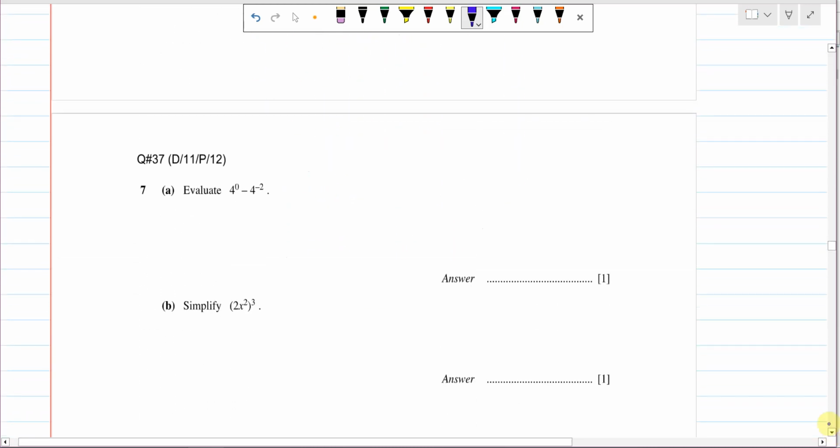4 to the power 0 is 1 and minus, you can't solve the negative power, so first we need to flip it, so that will be 4 power 2. It is 1 minus 1 upon 16. You can take LCM here, that is 16. It will be 16 minus 1, so the answer is 15 over 16.